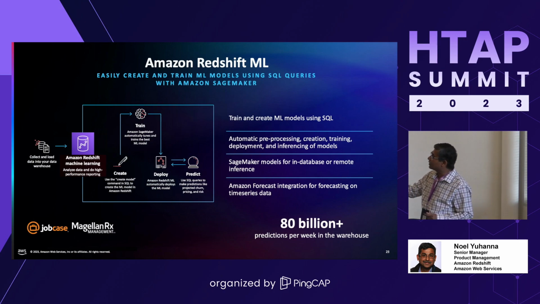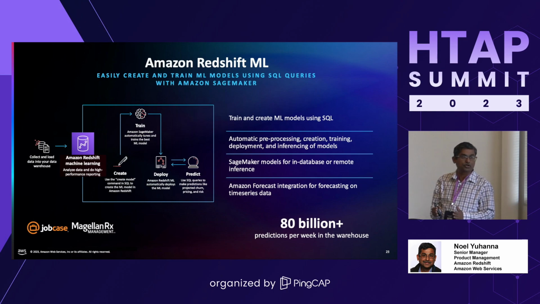So you can actually run a create model command. You just do a create model and you give the training data as a query or a table, and then you tell it, okay, this is what I want to predict, like a specific column, and Redshift automatically uses SageMaker behind the scenes to pre-process your data. So if there is a null, for example, it will refill it. If it's a categorical column, then it can normalize it. So all those things are done automatically.